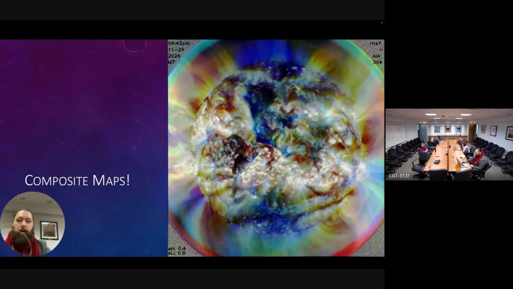Okay. So one really cool thing is these composite maps. People have made these before, of course, and they look kind of similar to this, but I think it's really fun to be able to see not just that the polar crown filament is there and that it persists for a long time, but to watch it, especially in a video form, which I can show at the end if there's time on this one.